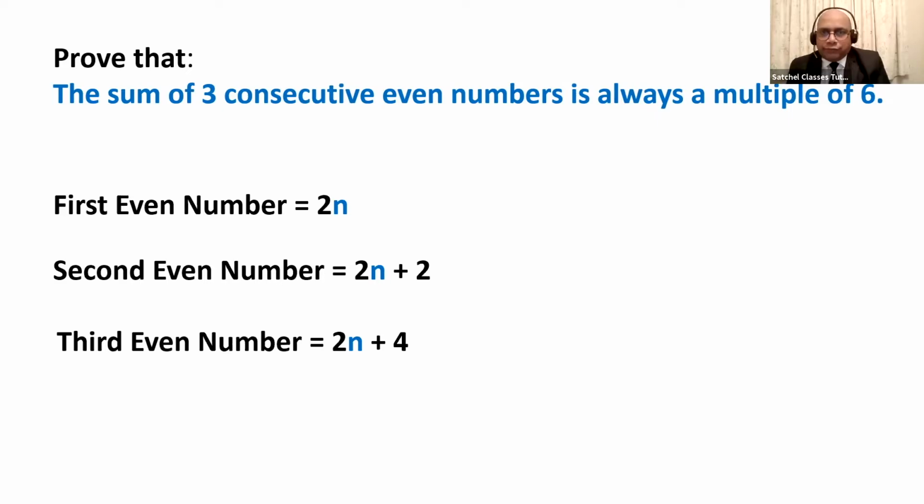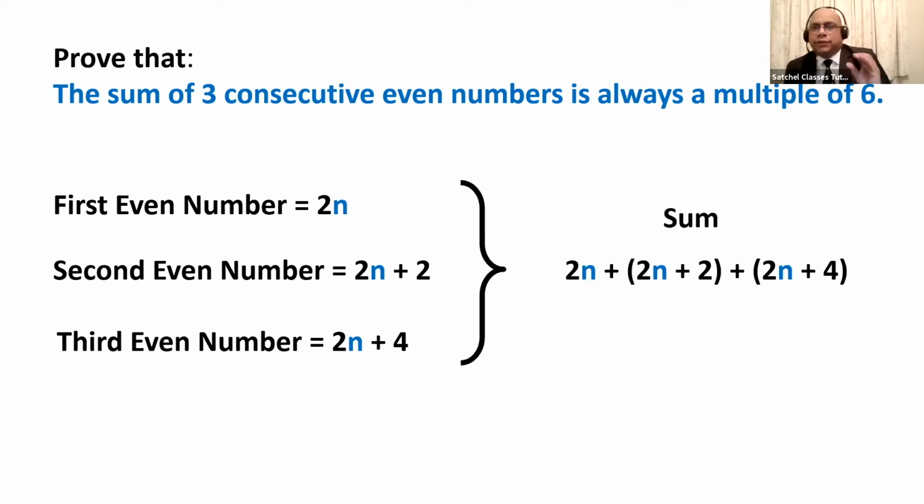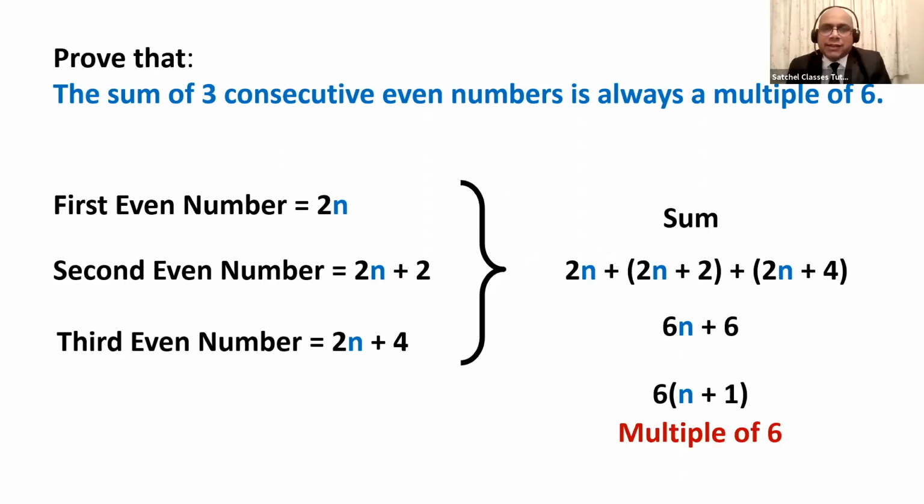If I add all of them together, I'll get 2n plus 2n plus 2 plus 2n plus 4. 2n plus 2n plus 2n is 6n. 2 plus 4 is 6. So 6n plus 6. What's common between the two terms here? 6, right? So it's 6 times brackets n plus 1. Clearly, because it is 6 times something, it has to be a multiple of 6. So we have proved that sum of three consecutive even numbers is always a multiple of 6.